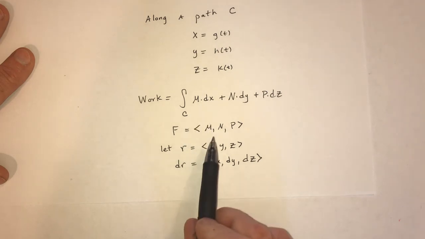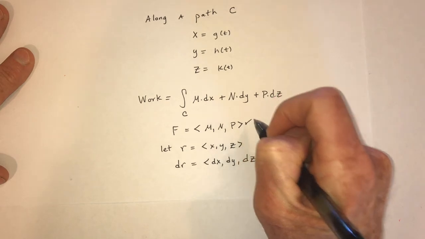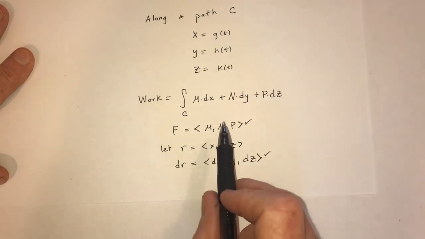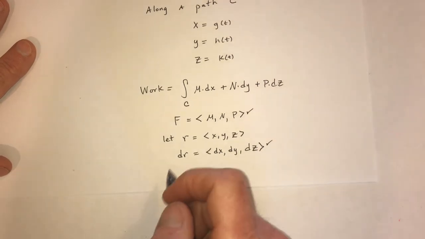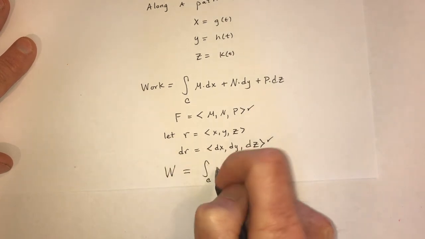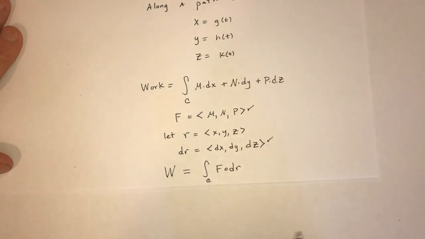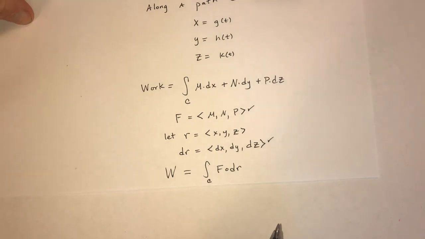And then what is this compared to this vector and this vector? So you just take the dot product of this vector and this vector, and that would mean m times dx plus n times dy plus p times dz. So in other words, work is equal to the integral of f dot dr. That's something that physicists really love to do, is take formulas and break them down as small as possible. What's the least number of letters I can use?